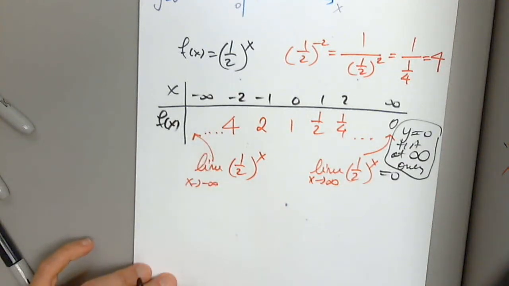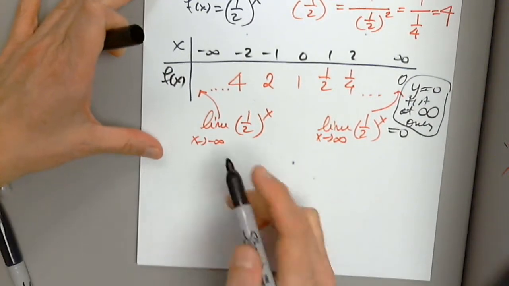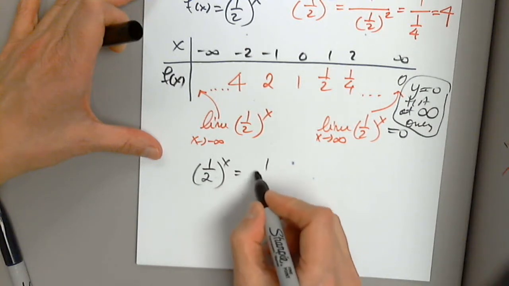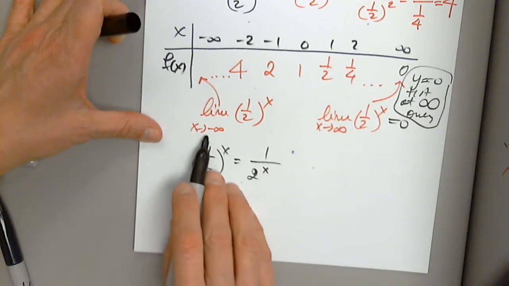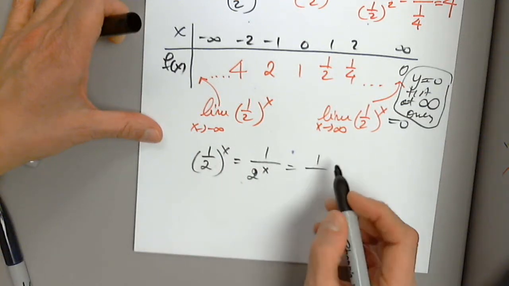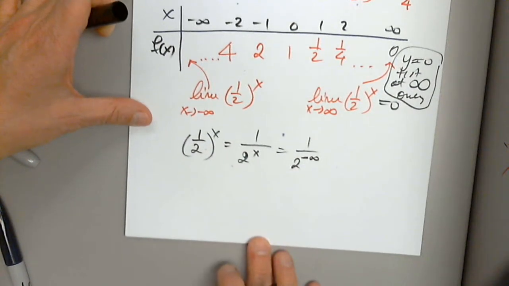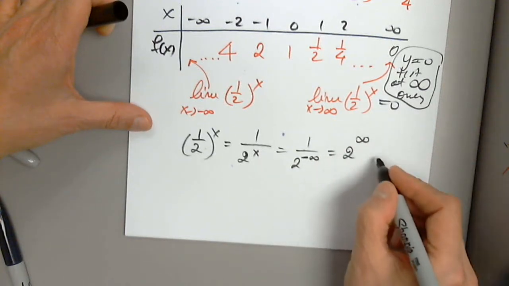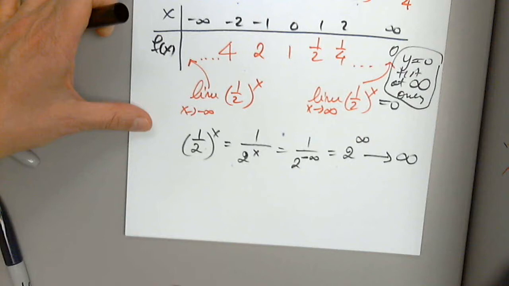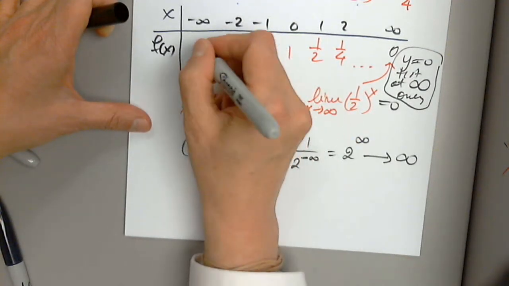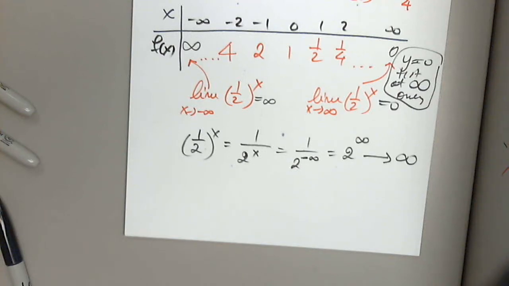Let's try this one. When x approaches negative infinity, I have to flip this. It's going to be 2 to infinity. Where will that go? Careful, let's do this together. So 1/2 raised to x is the same as this. When x approaches negative infinity, this changes into 2 to infinity, which will definitely approach infinity. So this is infinity.